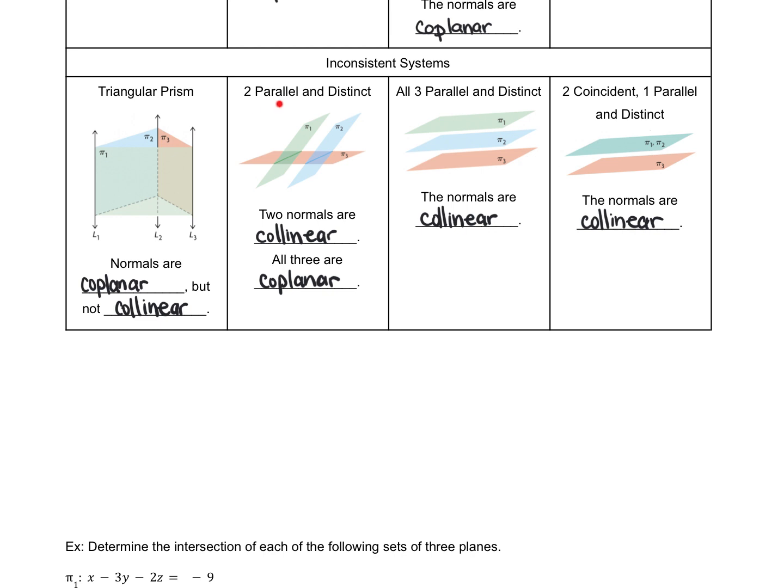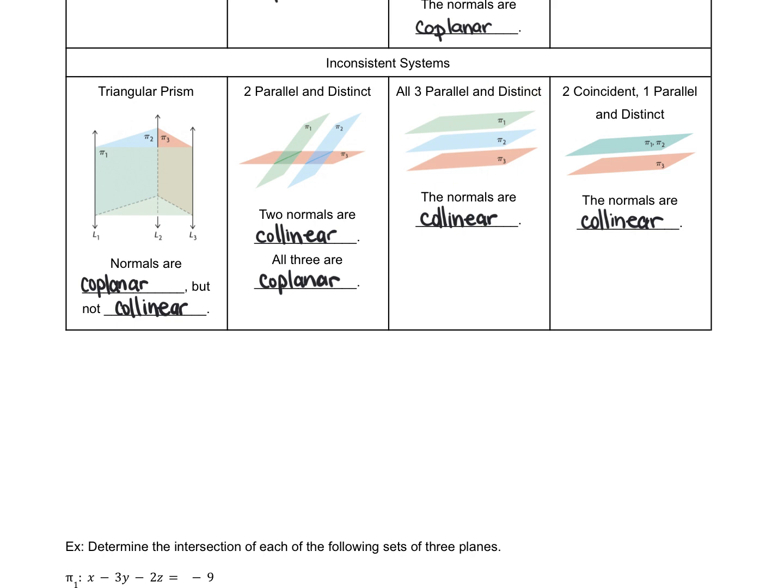We can also have two parallel planes that are also distinct. Okay, so like this, which means there's no way for a common intersection. Each of these parallel planes will intersect with the other, but all three together have nothing in common. And you'll notice that two of the normals are going to be collinear, and then all three would be coplanar.